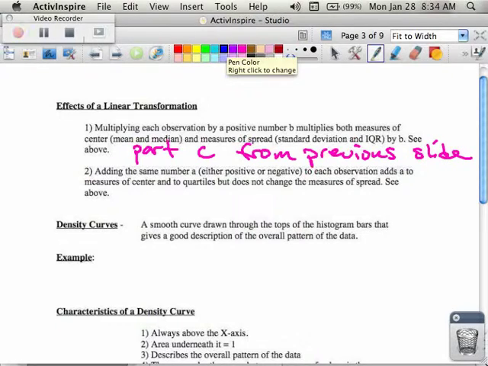And then adding a number A, either positive or negative, will add that A to the center and to the quartiles, meaning the minimum, Q1, median, Q3, all that kind of stuff, but does not change the measure of your spread like our standard deviation. So that was the same as our part B.